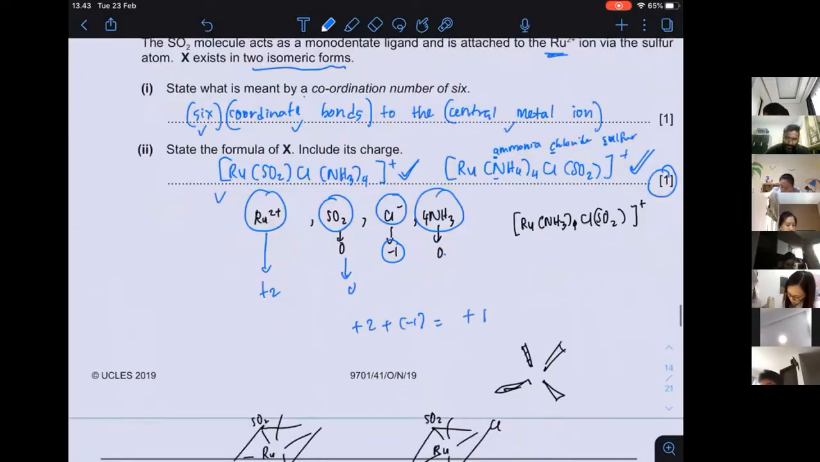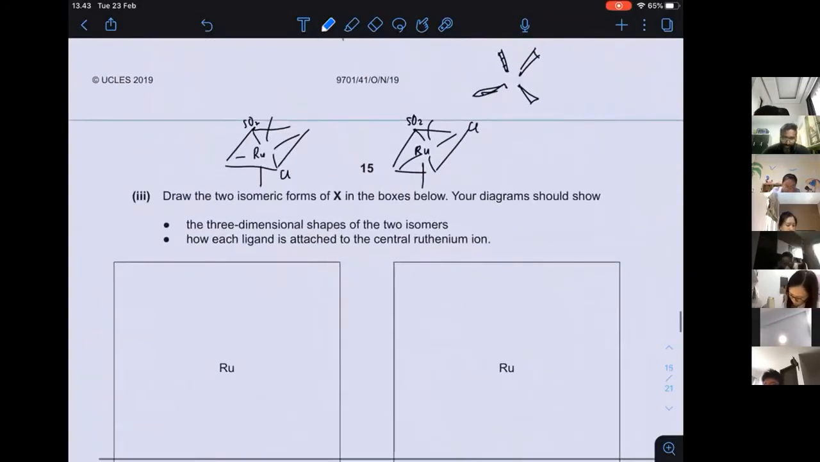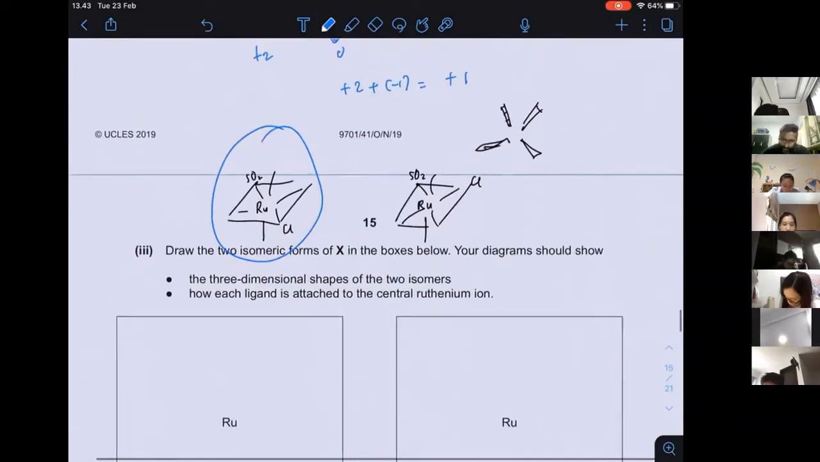Okay, that is done. Now draw 2 isomeric forms of X in the spaces below. Your diagram should show the 3-dimensional shape of the 2 isomers and how each ligand is attached to the central ruthenium ion. So they want you to show, and this is going to be a 3D diagram. Please remember this one is still my working.